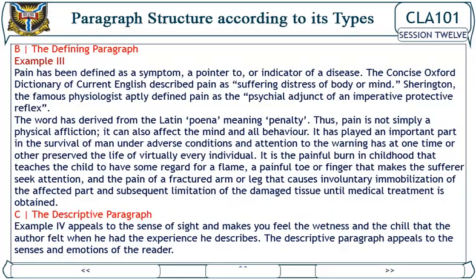B. Example 3. Pain has been defined as a symptom, a pointer to or indicator of a disease. The Concise Oxford Dictionary of Current English described pain as suffering, distress of body or mind. Sherrington, the famous physiologist, aptly defined pain as a psychical adjunct of an imperative protective reflex. The word was derived from the Latin poena, meaning penalty.